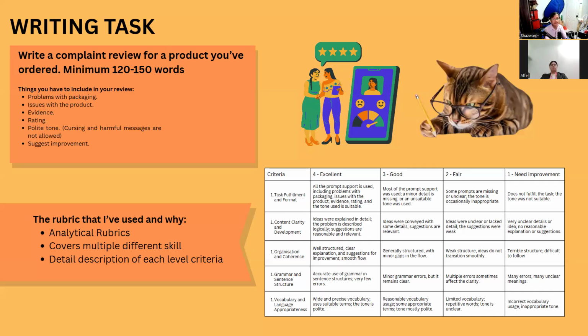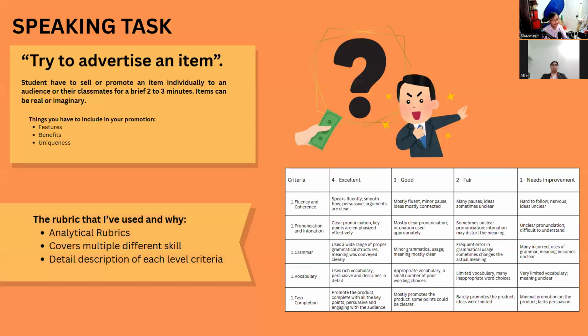So next, the last one, is the speaking task. The speaking task for my activity is to try to advertise an item. Essentially, the students will be given at least 20 minutes, and then each student will volunteer themselves or I'll pick them to come forward and try to sell or promote an item individually to an audience, their classmates, for a brief 2 to 3 minutes. The item can be real or imaginary. How they display it is up to them. They are given freedom and creativity to create it or to just persuade the students that the item is real.